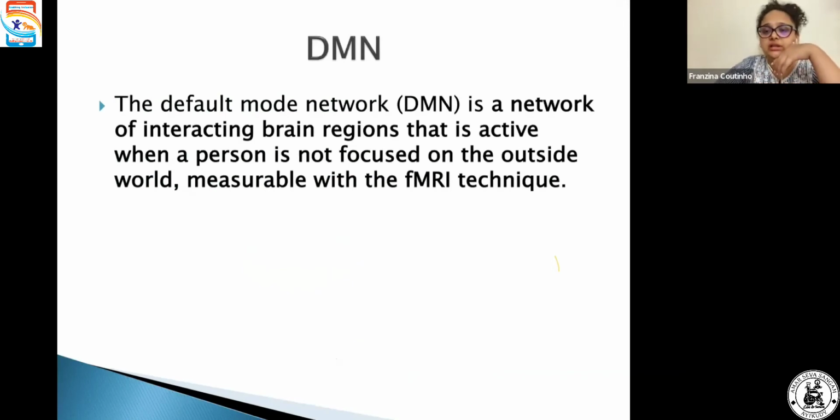The default mode network, right? So this is also very, very strongly affected in children who have ADHD and executive functioning difficulties. So there's a fairly strong overlap between the two of them.